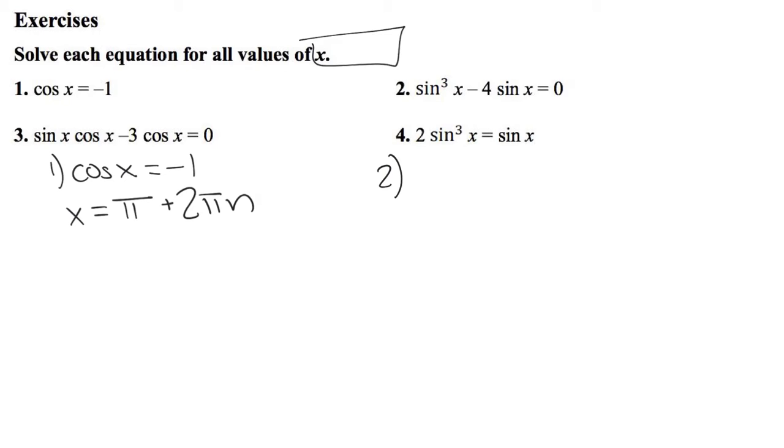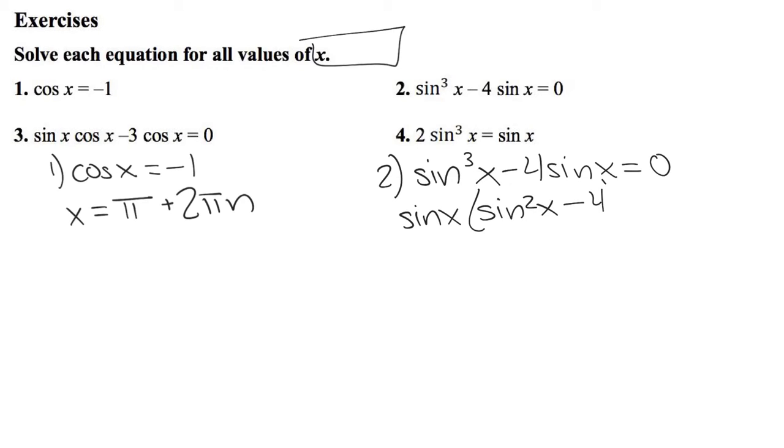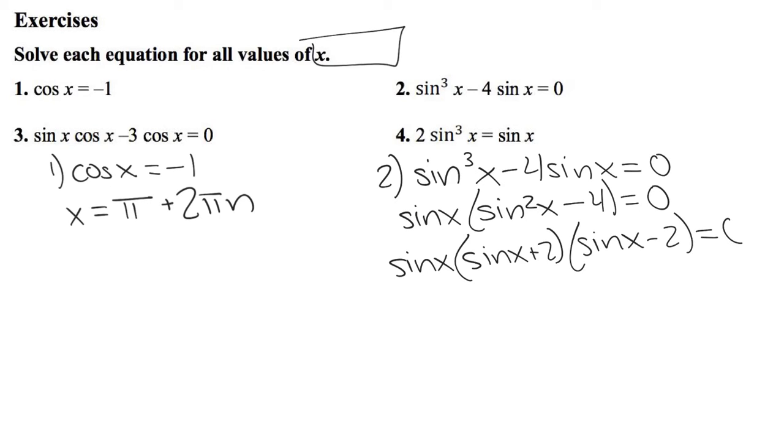Number 2, I've got sine cubed x minus 4 sine x equals 0. This one I'm going to want to see if I can factor, which I can. I'm going to take a sine x out, and I'm going to have sine squared x minus 4 equals 0. If you imagine the sine not to be there, that looks like an x squared minus 4, which is a difference of squares. So I'm going to factor that out into sine x plus 2, sine x minus 2 equals 0.